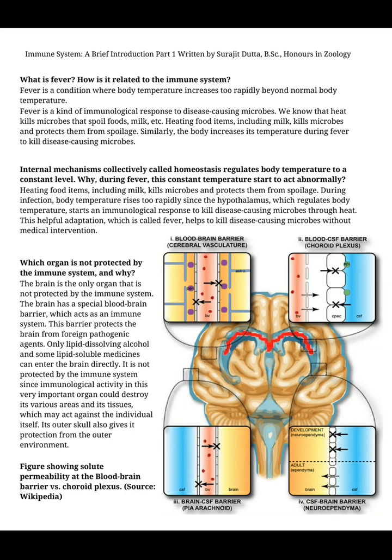It is not protected by the immune system since immunological activity in this very important organ could destroy its various areas and its tissues, which may act against the individual itself. Its outer skull also gives it protection from the outer environment. This figure shows solute permeability at the blood-brain barrier versus the choroid plexus.